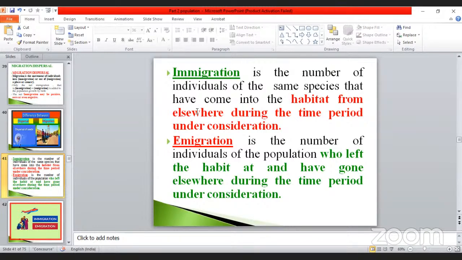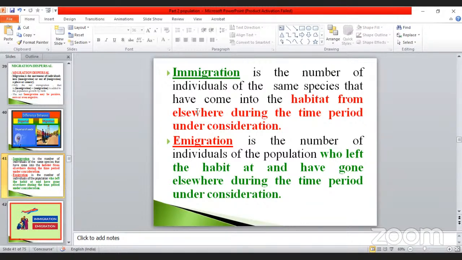Take an example in Tirupur. How many people come from the north side? 20,000 people per day came here for work. Okay, that is called immigration: one state to another state. At the same time, it can be one country to another country too. Okay, there is also another one.